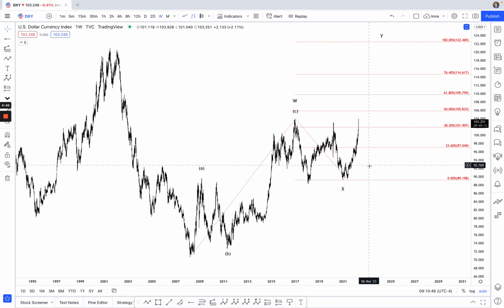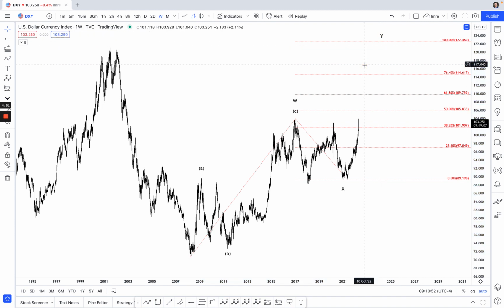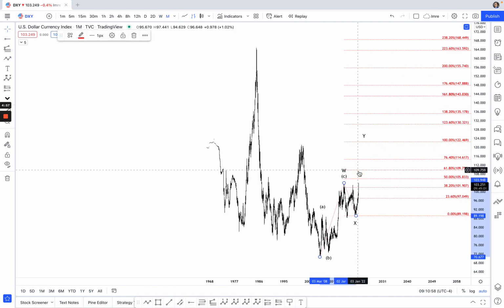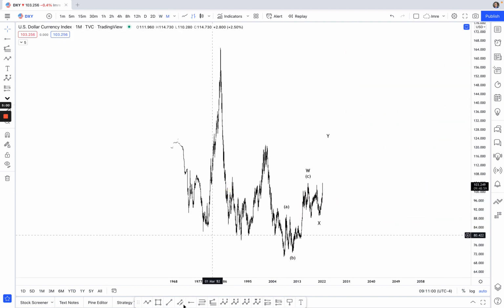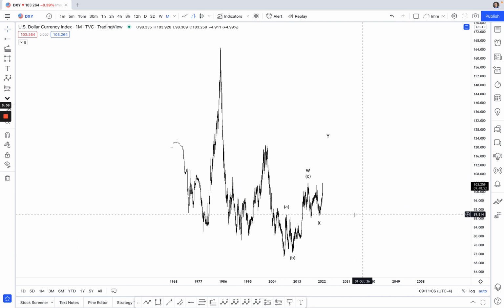So, we don't need to reach a point where wave Y is equal to wave W. We don't need to see that. But if we do see that, it starts begging the question of what does all this price action mean? And by all this, I mean everything within this gray box. How do we count that then? And the way we would count that would be if we had a larger complex correction.